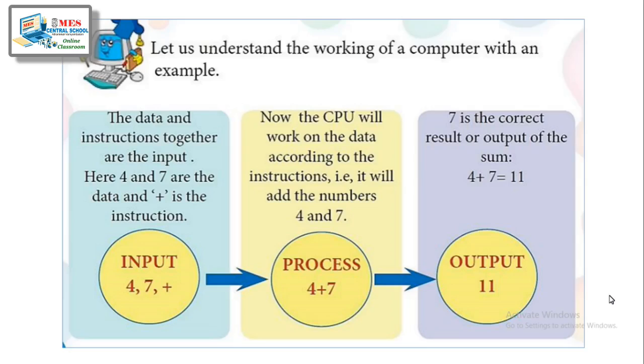Clear? So 4, 7 and the plus symbol that we give by using the keyboard and mouse, the CPU will add the numbers 4 and 7, and the final result, that is 11, will be displayed on the monitor. So, input, process and output.